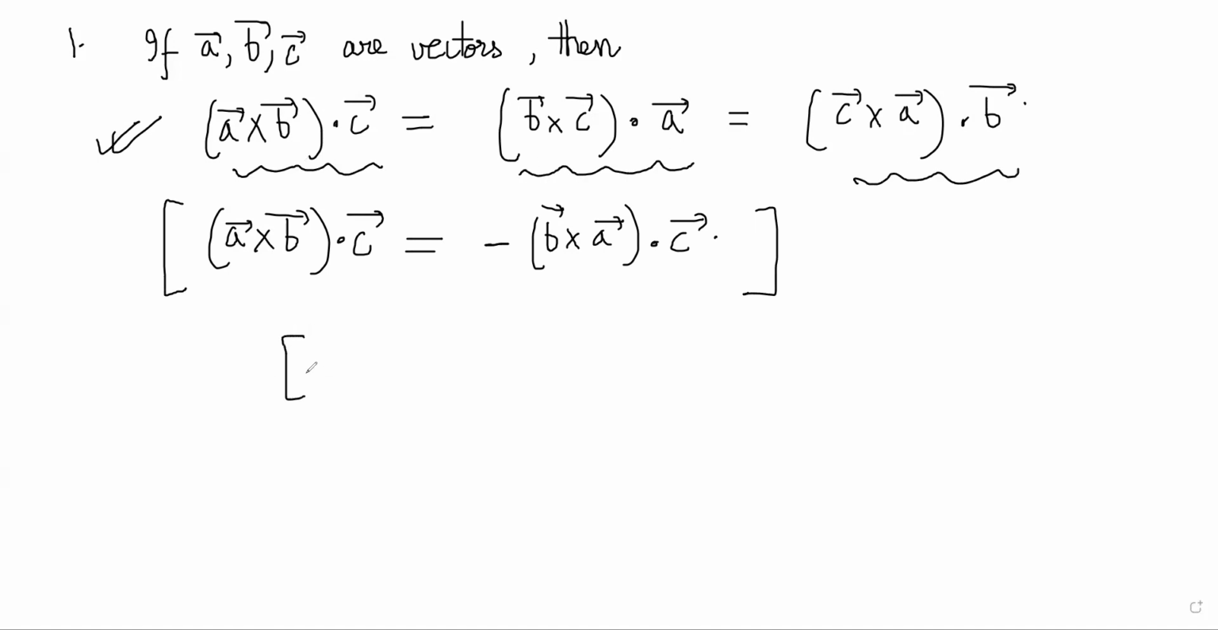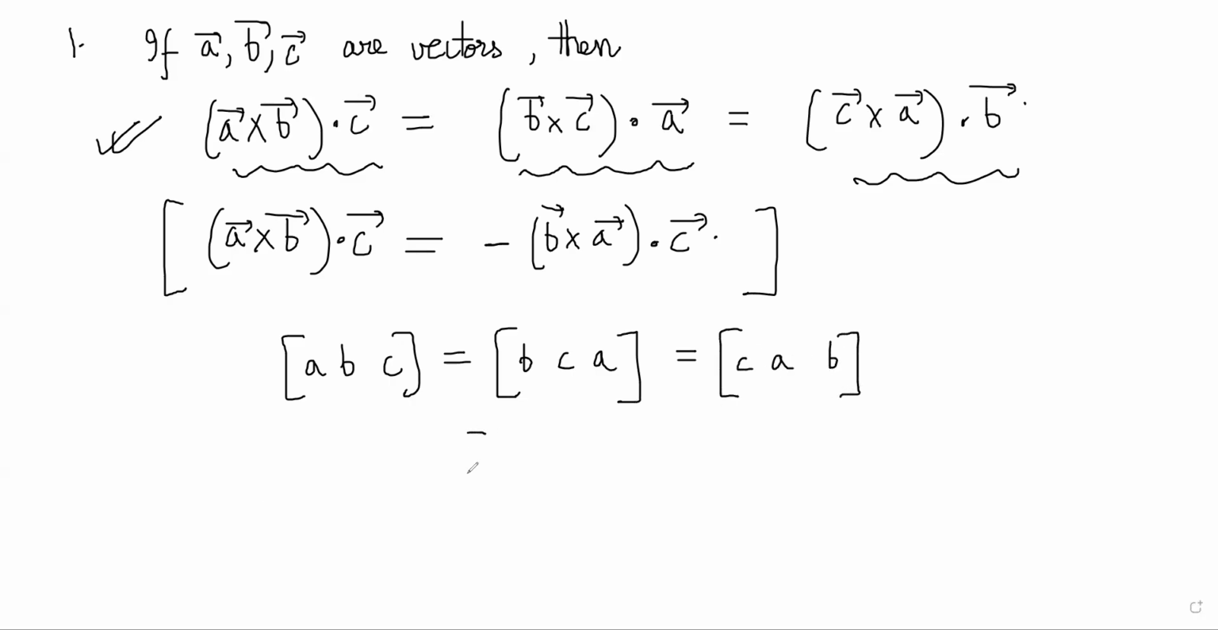So the box product of ABC is the same as the box product of BCA is the same as the box product of CAB. And if you change the order, ABC box product is equal to negative of ACB box product, and so on, right? So this is a very important idea. We'll be using it in many problems.